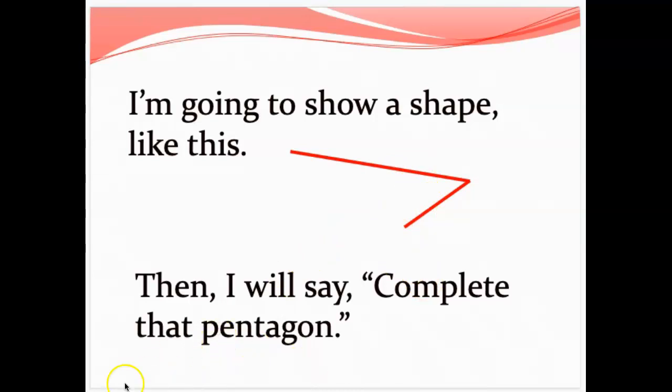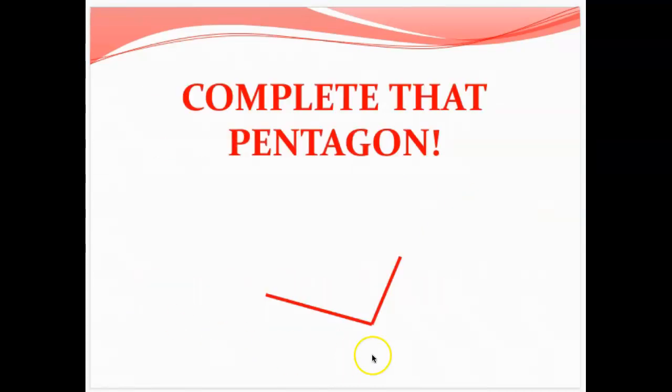You need to break your spaghetti into smaller pieces or erase if you've made a mistake, go for it. There's no wrong way to do this as long as you're completing polygons with the right amount of sides and angles. So let's start. Here's our first shape. You can create this out of spaghetti or draw it out and then complete that pentagon. So add the amount of sides needed to make a pentagon. Pause now to do that, press play when you're ready.